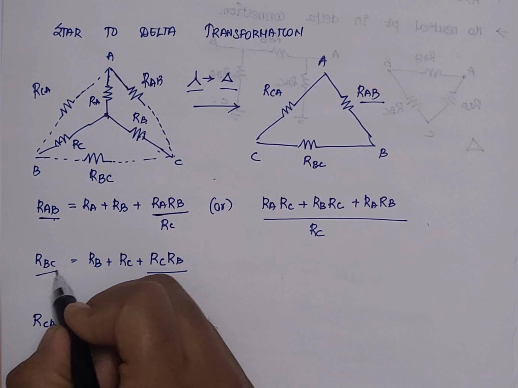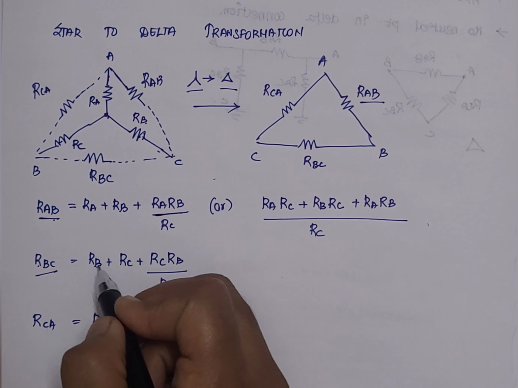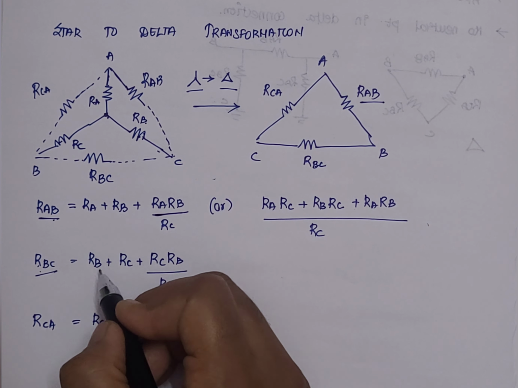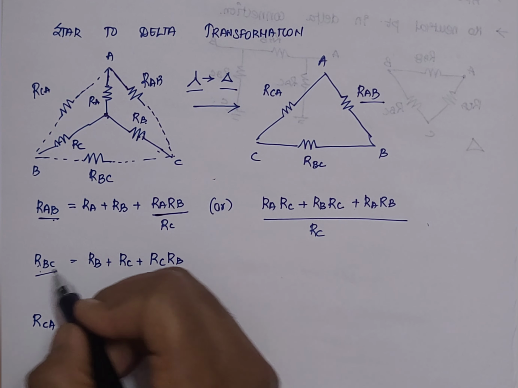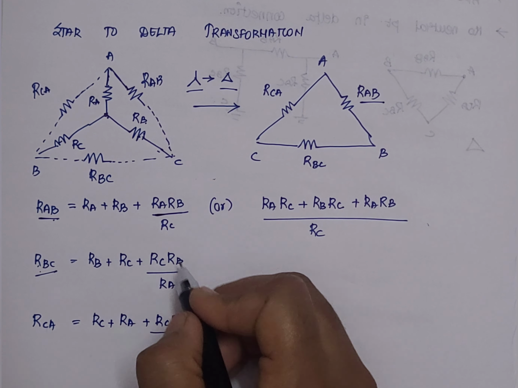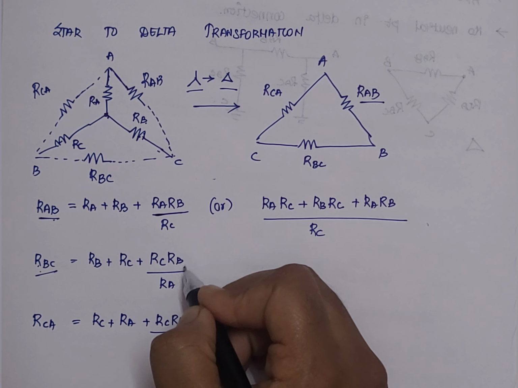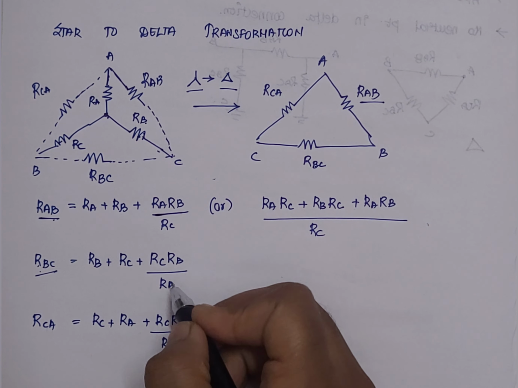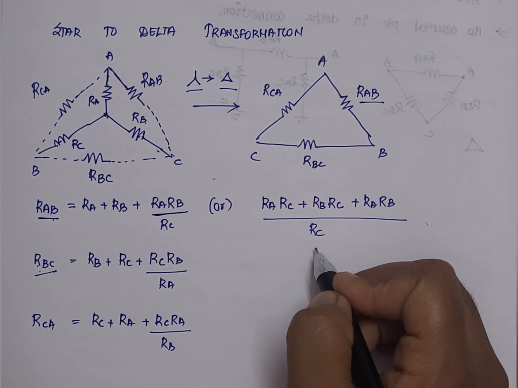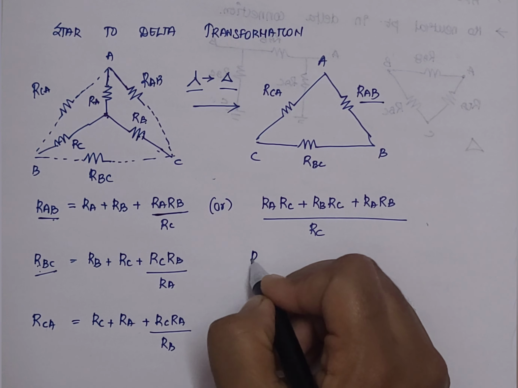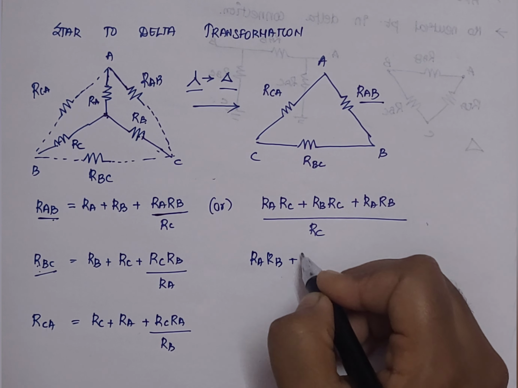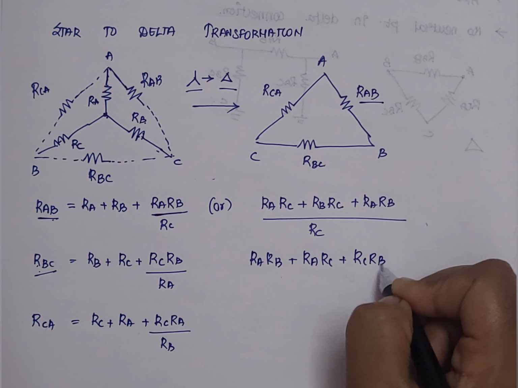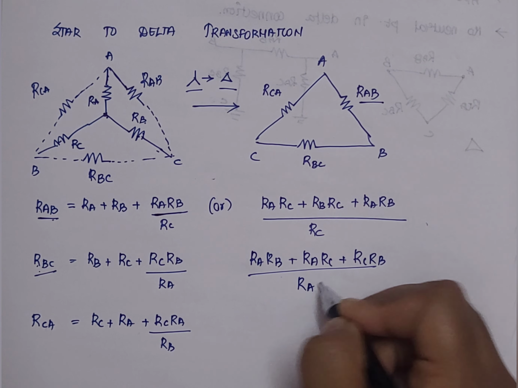Similarly, if you consider RBC, which is RB plus RC, that is you have to consider individually for B and C, that is why it is RB plus RC, plus the remaining, RB into RC, that is you have to take it together, divided by the leftover element, which is nothing but A, so divided by RA. So this also you can represent in this particular equation, which is nothing but RA RB plus RA RC plus RC RB divided by RA.